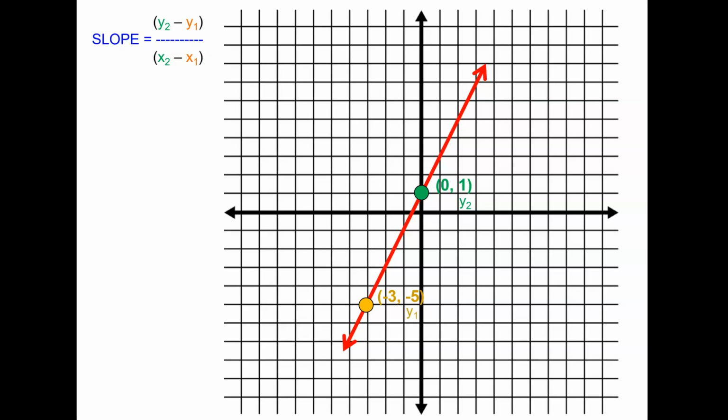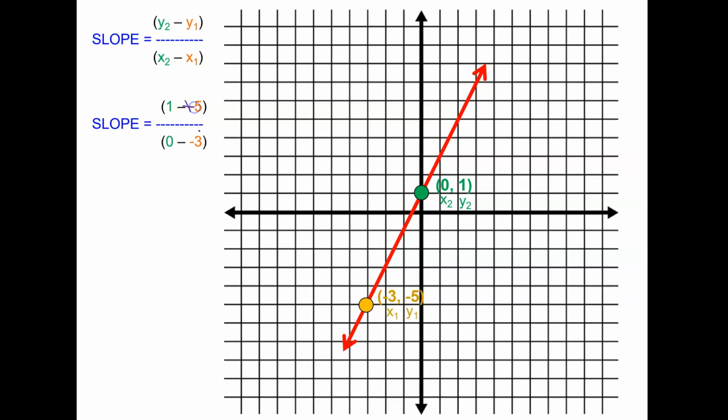-5 is our y1. x2 is 0. And x1 is -3. Plug those into our formula and you get 1 minus -5 and 0 minus -3. Notice that we have both the minus sign and the negative symbol. You need both of them to make the formula work. 1 minus -5 is the same as 1 plus 5.